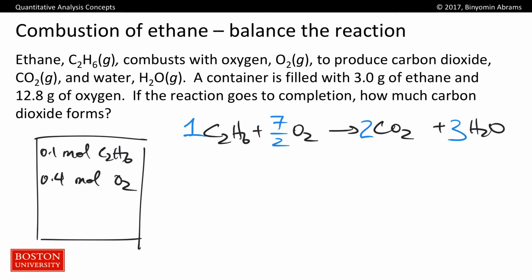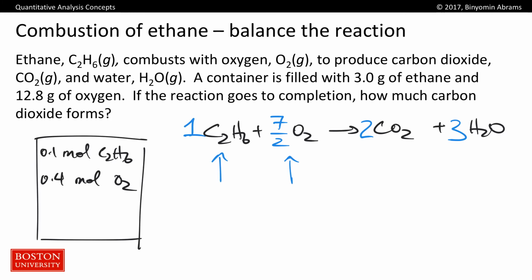Hopefully you got the same coefficients that I did. Possibly you got double the coefficients and didn't use a fraction. But remember, fractions are okay here because we're not actually talking about molecules, but rather just the ratio. And we know that for every 1 ethane, we're going to use 7.5 oxygens. Really, we're talking about molar quantities. And so numbers like this make a lot of sense.